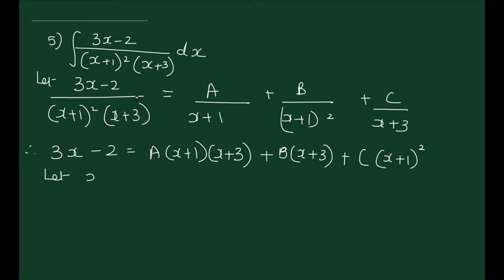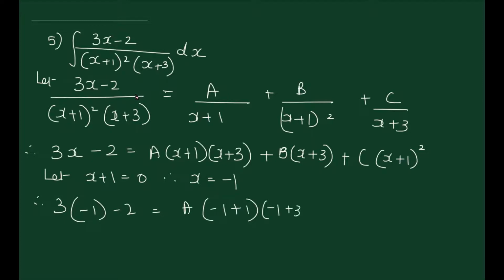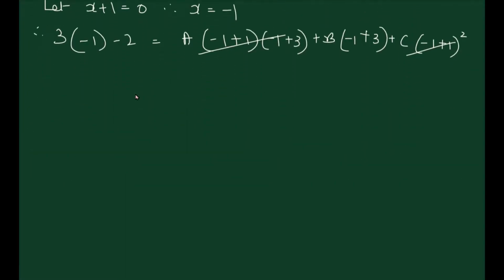So let x plus 1 is equal to 0, and therefore we have x is equal to minus 1, and therefore we get 3 into minus 1 minus 2 is equal to a into (minus 1 plus 1) into (minus 1 plus 3) plus b into (minus 1 plus 3) plus c into (minus 1 plus 1) the whole square. Now obviously the a term and the c term go away because they become 0, and thus we get this value, that is minus 3. 3 into minus 1 is minus 3.